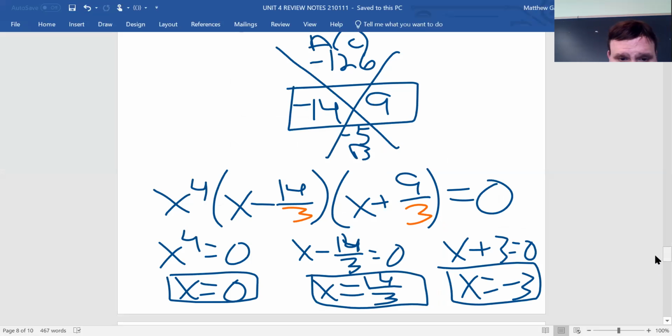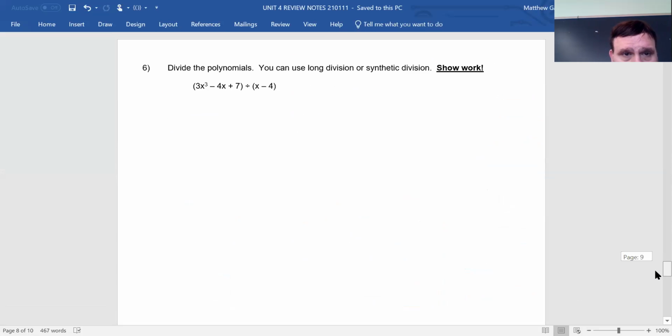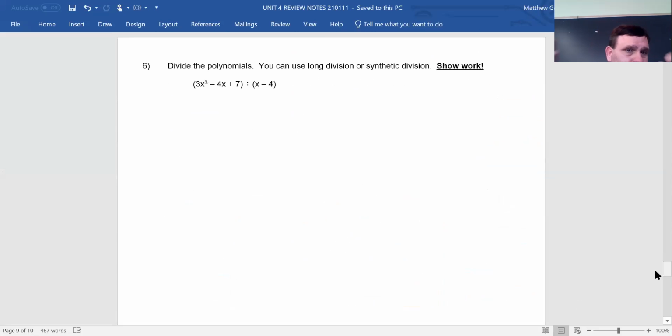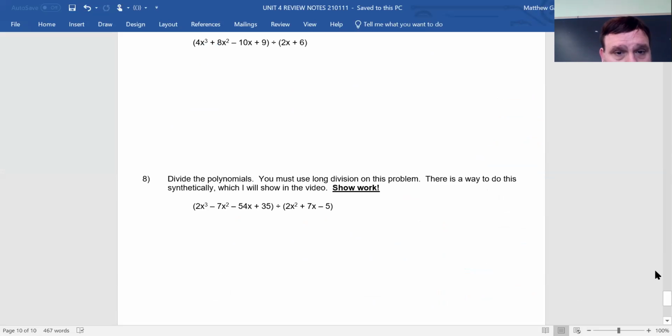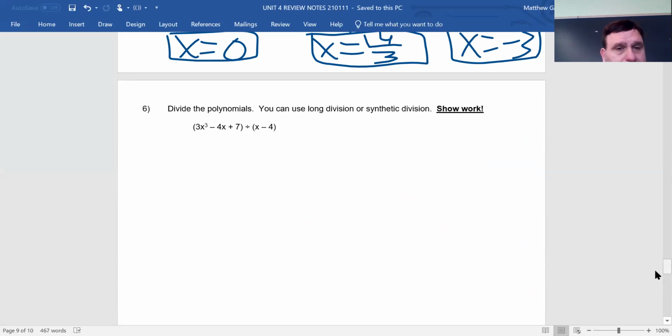Okay, and there are 3 more division problems to go through. I'm actually going to use the graph a little bit with this, just to show you what some of this means. It says you can use long or synthetic division. Just kind of want to plan ahead here. You could go through both methods, but I'm going to make this a little quick and just use synthetic. I'll be back to go over it.